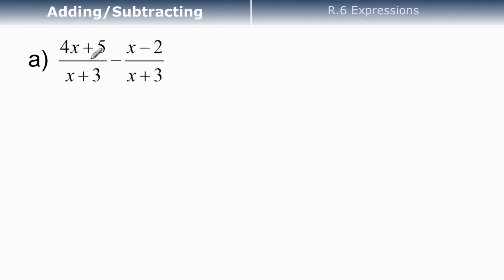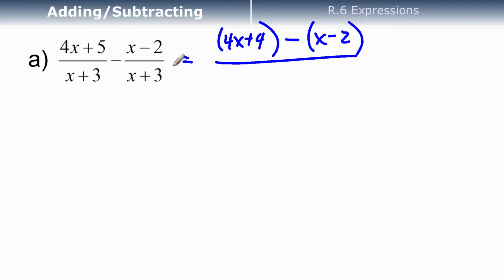So in this case here, I've got a common denominator, so I can write the whole top thing. So I have 4x plus 5 minus x minus 2 all over the same denominator. Now notice that I wrote this one with 2 brackets there. Because they're fractions, it's like there's brackets there.